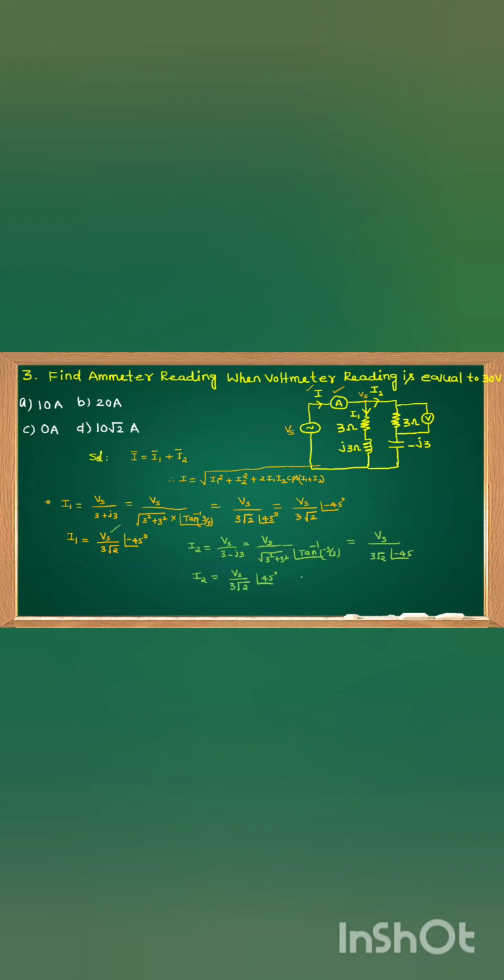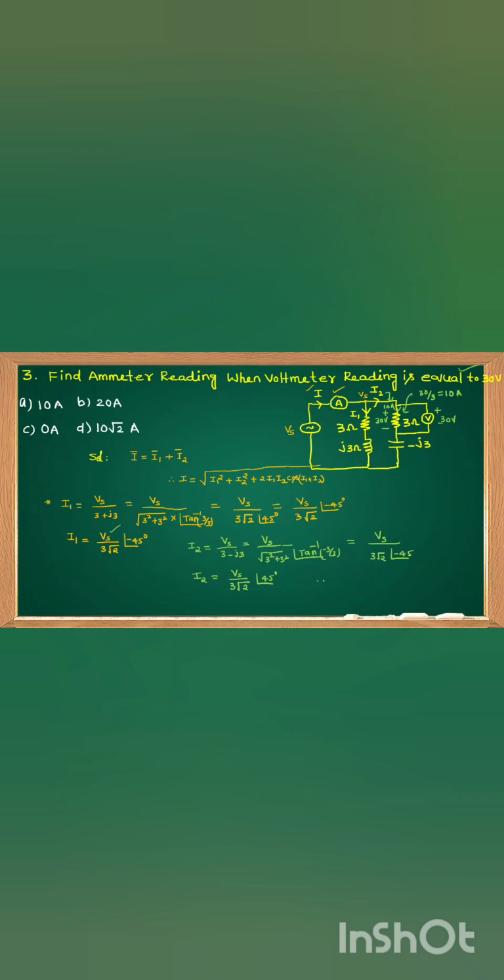This is I2. But here one condition is given in the data: find the ammeter reading when the voltmeter reading is equal to 30 volts. If the voltmeter reading is 30 volts, the voltage across the 3 ohm resistor is 30 volts. Then what is the current here? 30 by 3, which equals 10 amperes. Neglect the current through the voltmeter; the current taken by the voltmeter is 0. So I2 is 10 amperes in magnitude.